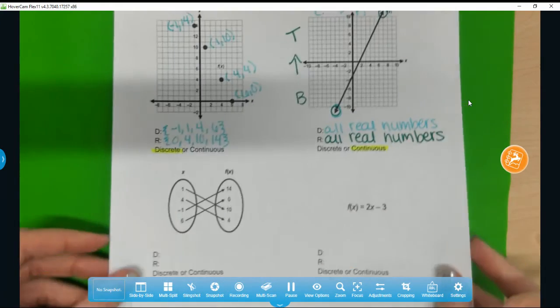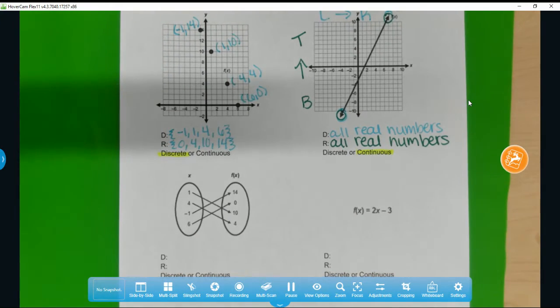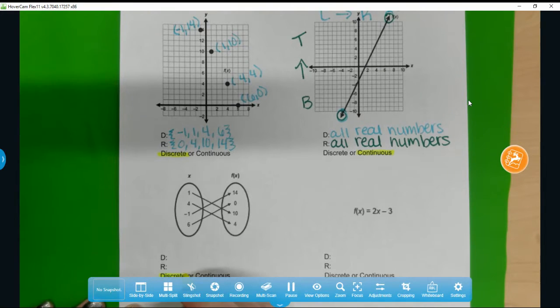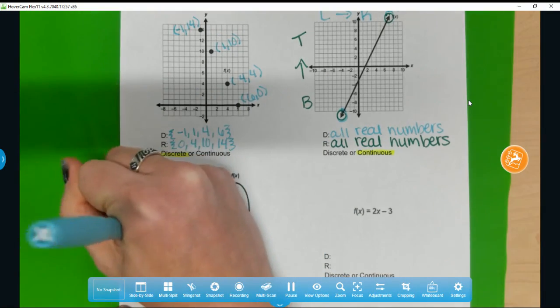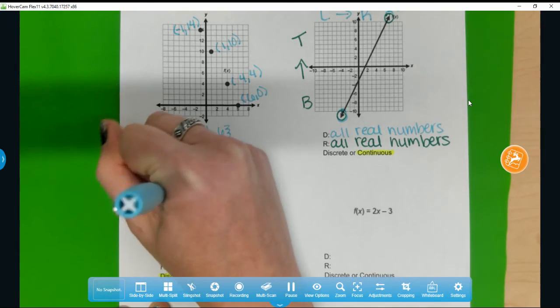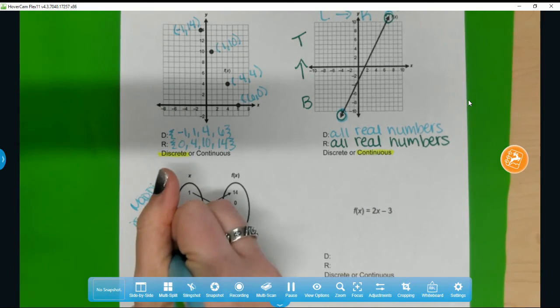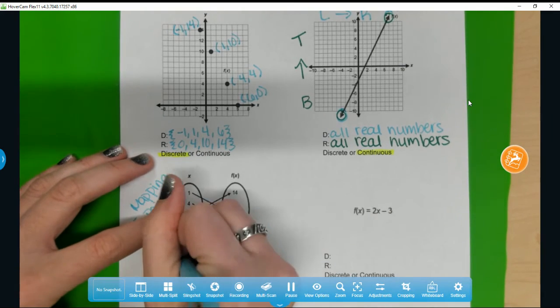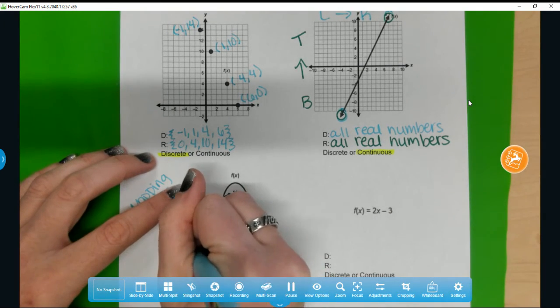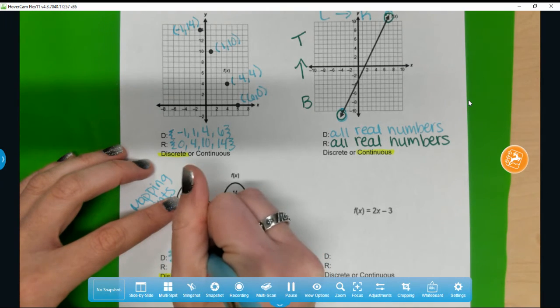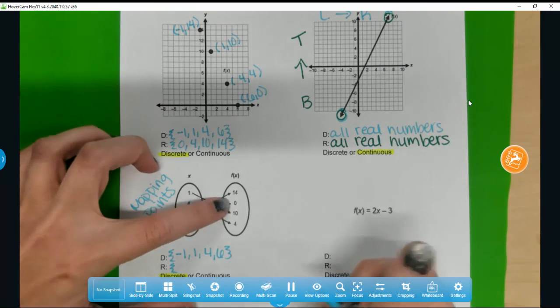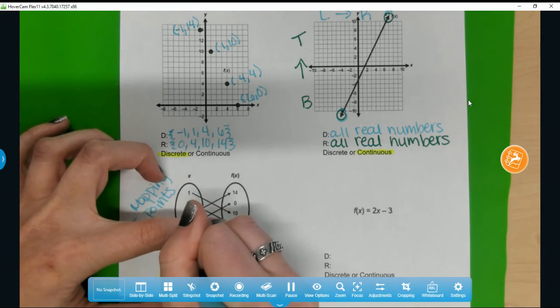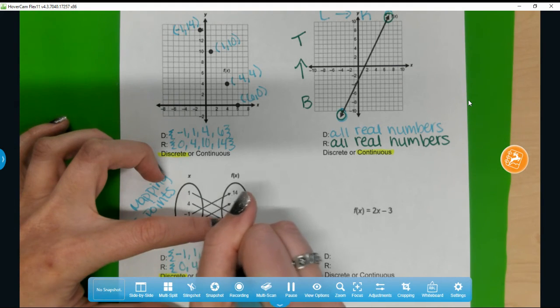Okay, let's look at the mapping. A mapping is going to be discrete because it's just from points. So for my domain, I'm going to look at the x and I'm going to find the smallest one. So -1, 1, 4, 6. For the range, I'm going to look at the y's and find the smallest. So 0, 4, 10, 14.